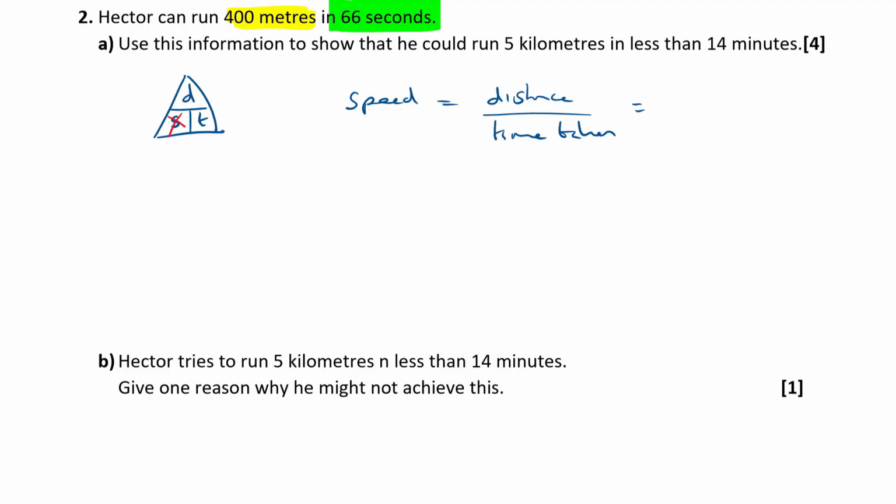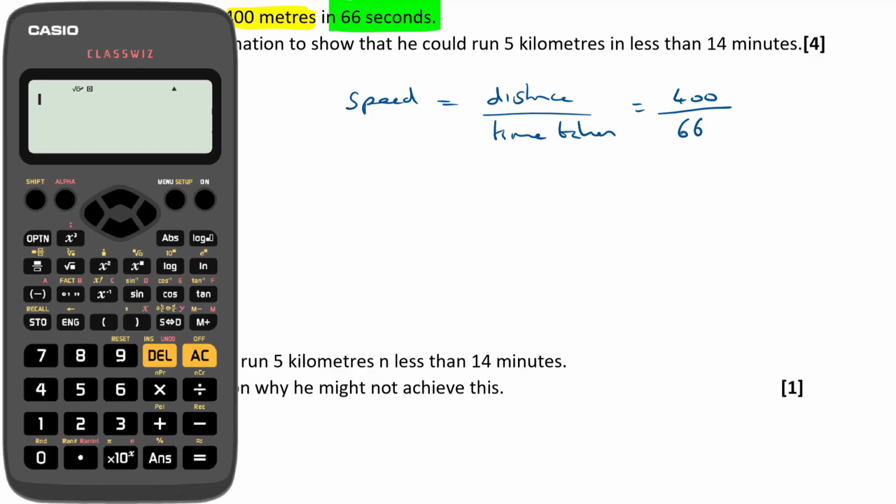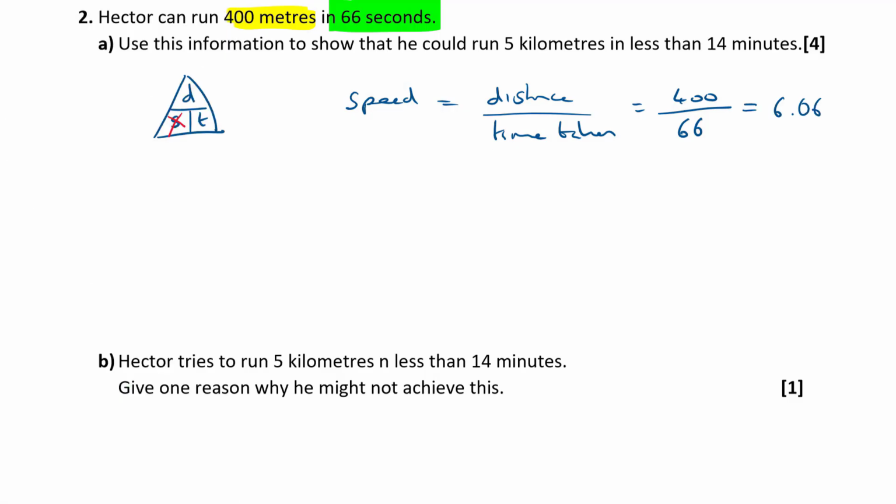So that would be 400 meters in 66 seconds. So calculator, what's 400 divided by 66? That comes out to be 6.06 recurring, 060606. I'm just going to round it off to 6.06. So that is 6.06 meters per second, isn't it? That's the speed they're traveling at.